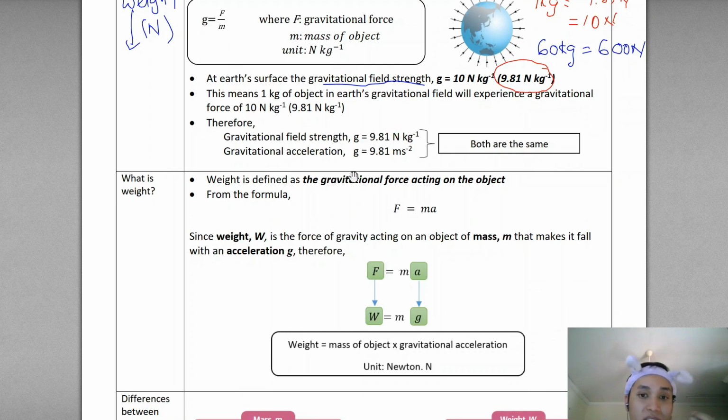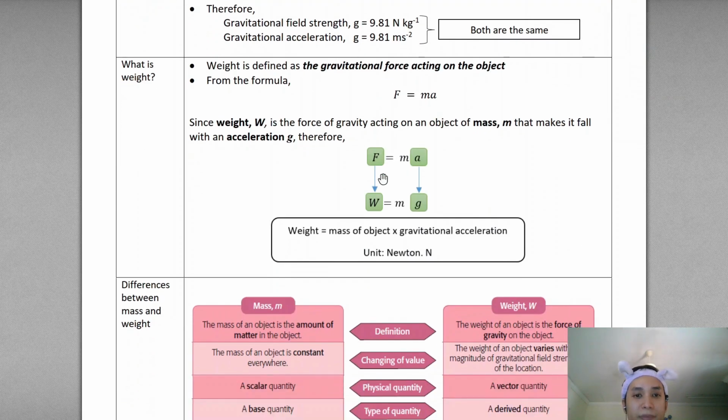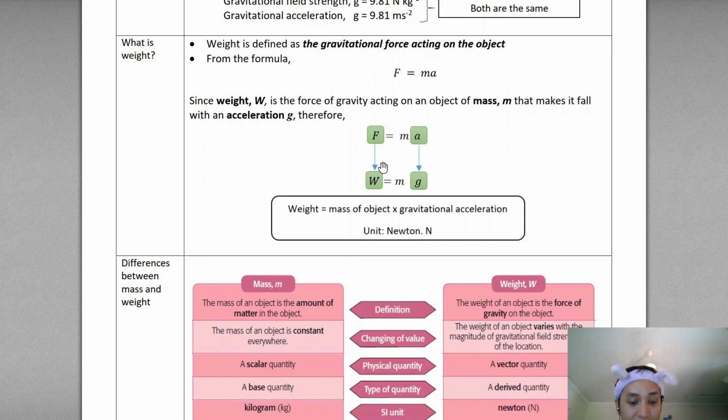Gravitational field strength and gravitational acceleration, the g here, actually mean the same thing. Weight is the gravitational force acting on the object. From the formula here, this is how we convert from Newton's second law. Since weight is also a type of force, and the acceleration that you feel here is the gravitational acceleration, that is why the formula is W equals mg: mass times gravitational acceleration. Mass must be in kg, acceleration must be in m s^-2, and then your final unit will be newton.